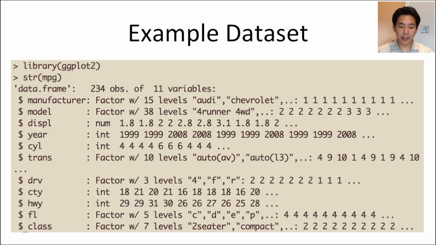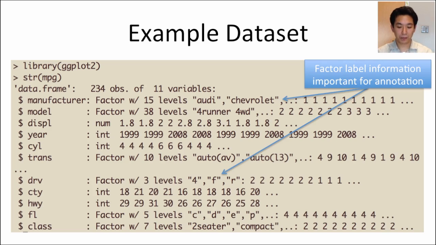And you can see that in this data set there's 234 observations, so there's 234 different types of cars, and there are 11 variables that are measured. In particular, I'm going to be looking at the displacement variable, which is an indicator of how large the engine is. So this is the DISPL variable. We're looking at the number of cylinders, the highway mileage, so the HWY variable, and then the DRV variable, which is what kind of drive it is. Is it a four-wheel drive, a front-wheel drive, or rear-wheel drive?